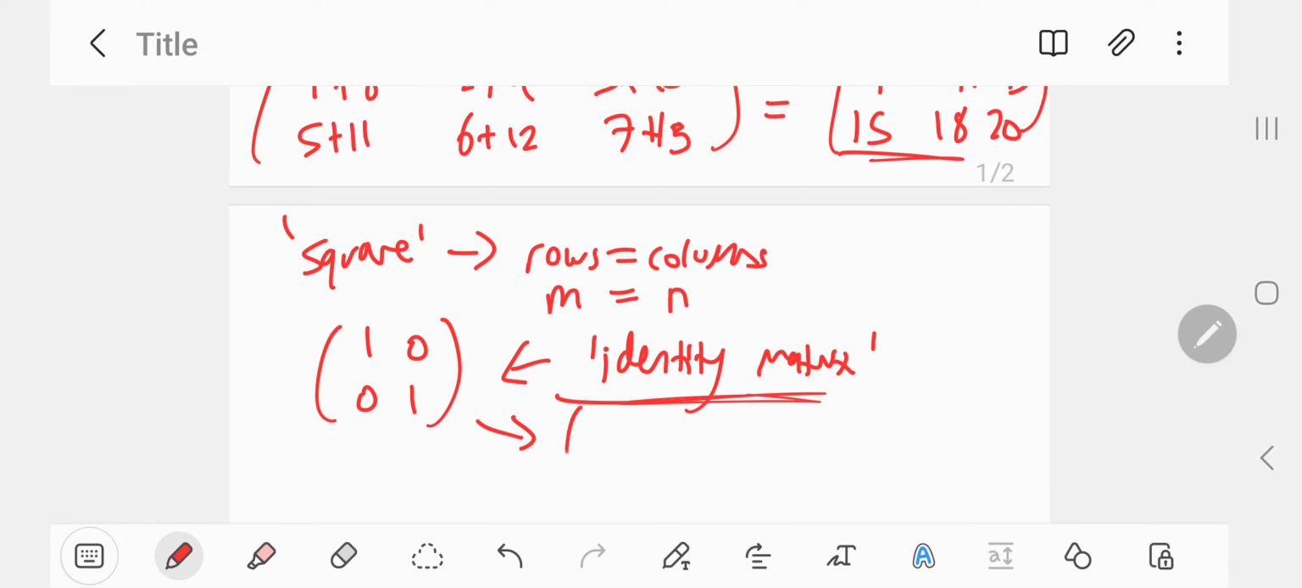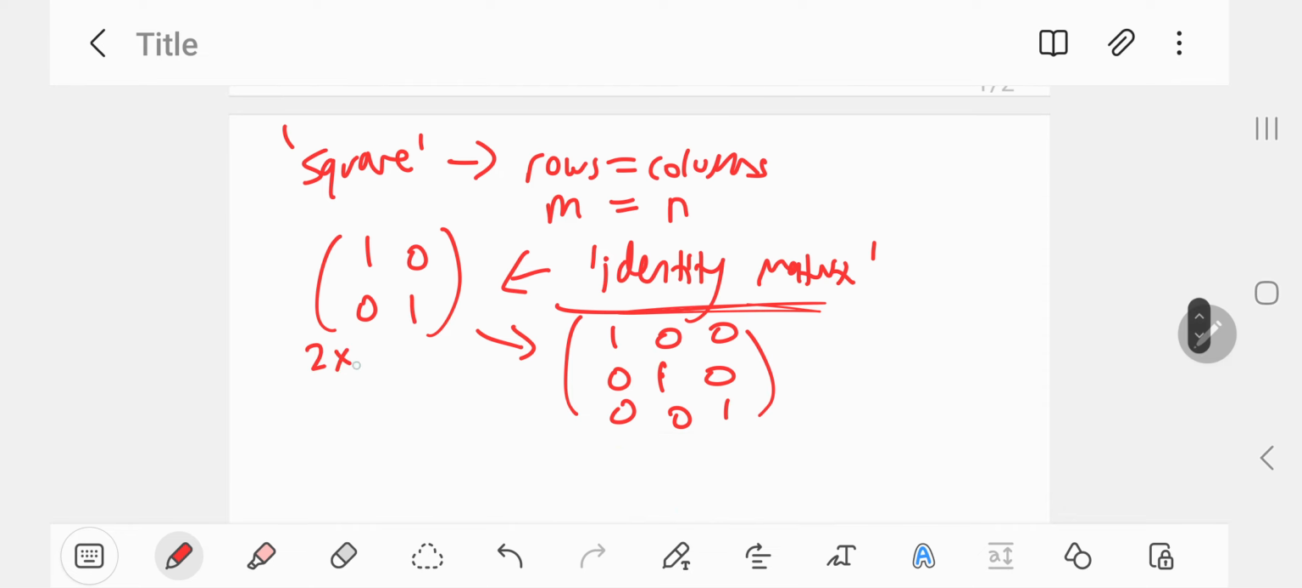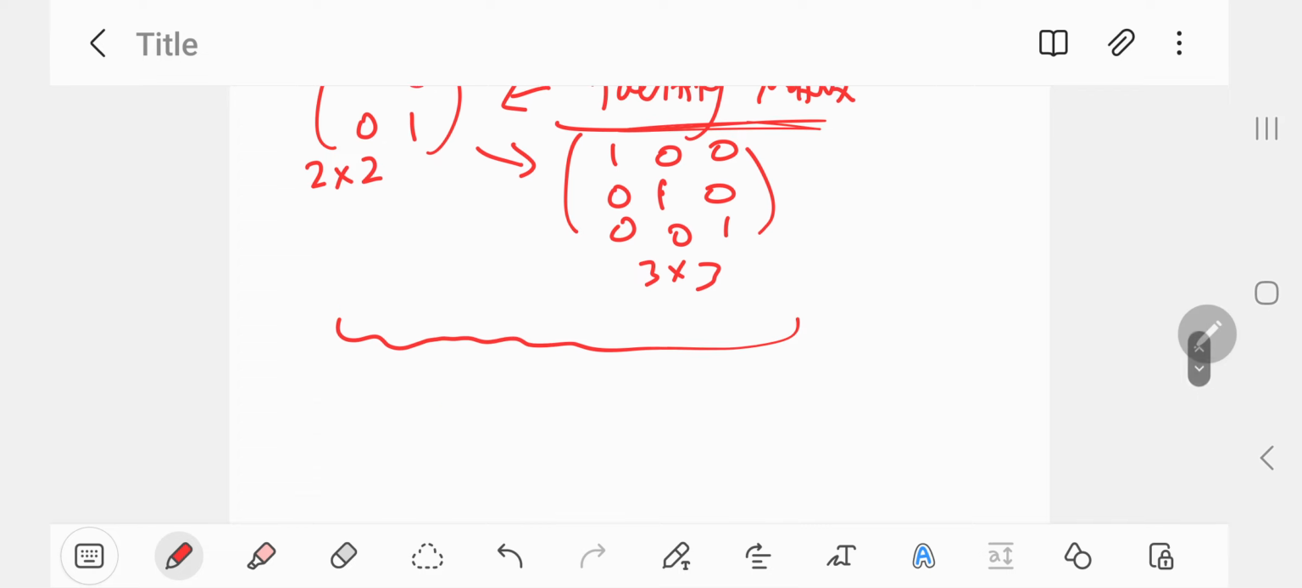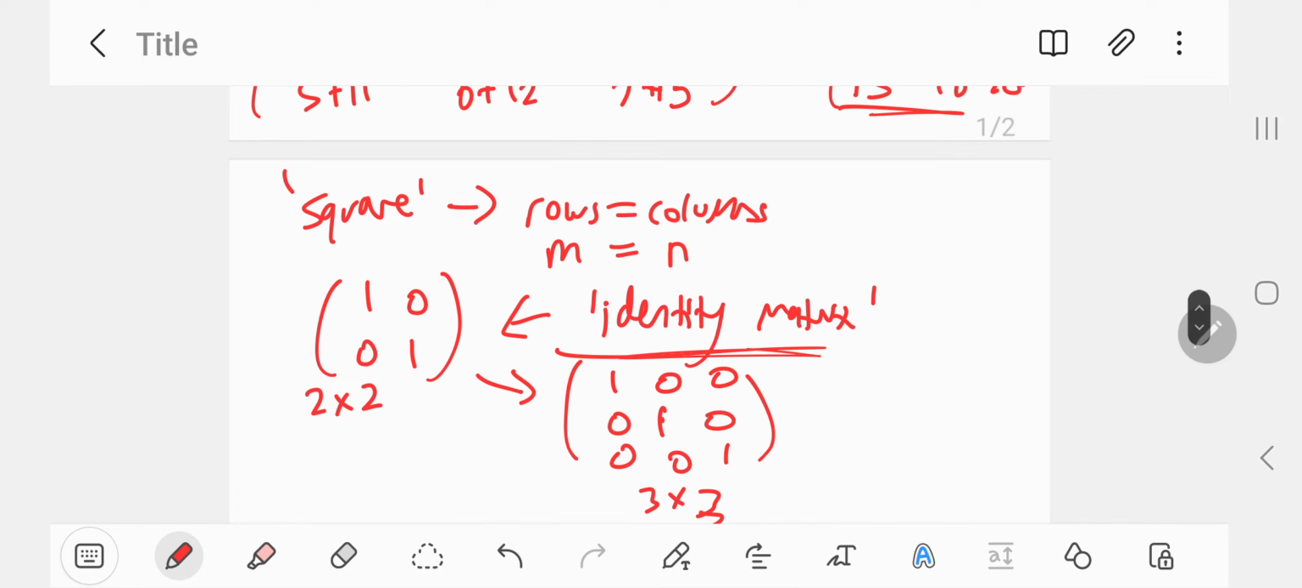You can also have high dimensional identity matrices. So something like this. This is a 3 by 3 identity matrix, and so on and so forth. That's a 2 by 2 identity matrix. That's a 3 by 3 identity matrix. But it's just a nice way to express how in matrix form an equivalence of like multiplying by 1. So that's matrices in a nutshell.